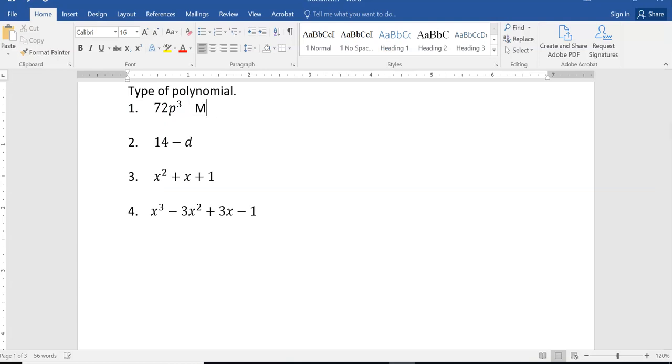72p to the third, that is a monomial. There's only one term there, okay? And again, there are no plus or minus signs. Here, 14 minus d, we have that minus separation, so that is a binomial. There are two terms. Notice the x squared plus x plus 1. There are three terms there. There are three things that are separated by the pluses and minuses. So that is called a trinomial.